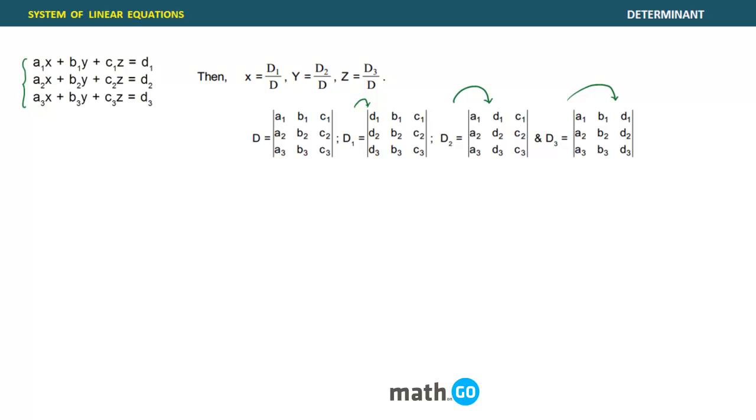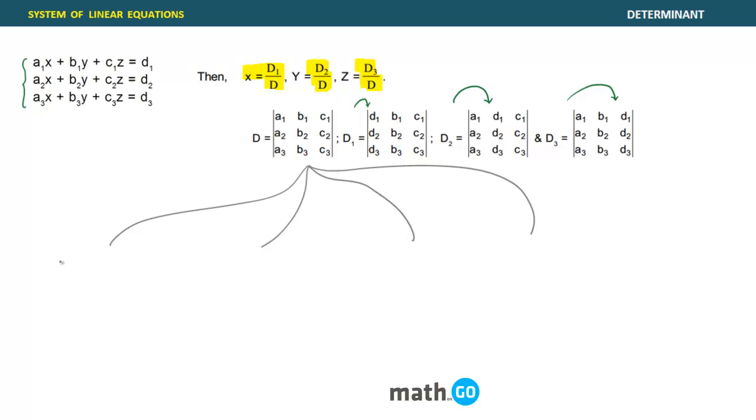The answer to this problem, the values of x, y and z, are nothing but d1 by d, d2 by d, d3 by d. These are the values. So if we again draw the flow chart of when and what will be the answer, there are four particular cases which generally arise from the theory part.